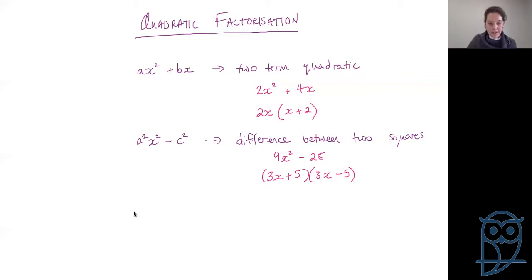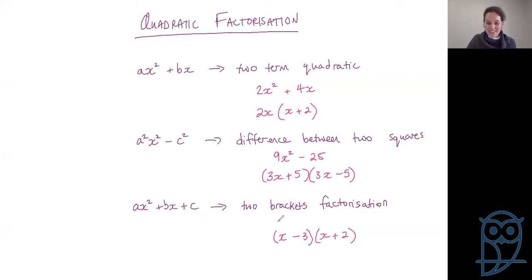Okay, the one that gives people headaches, ax squared plus bx plus c. Here, you're aiming for your two brackets. And this one is going to take me a little bit more. So let's work backwards. Okay, let's say we ended up with x minus 3, x plus 2. Our question would have looked like x squared minus 3x plus 2x minus 6, which is x squared minus x minus 6.